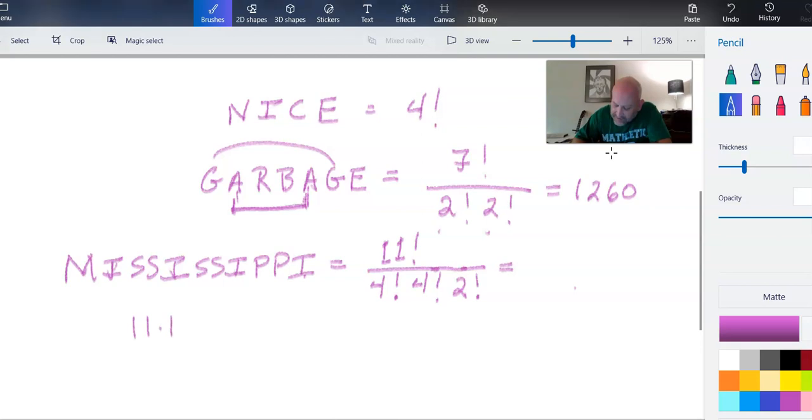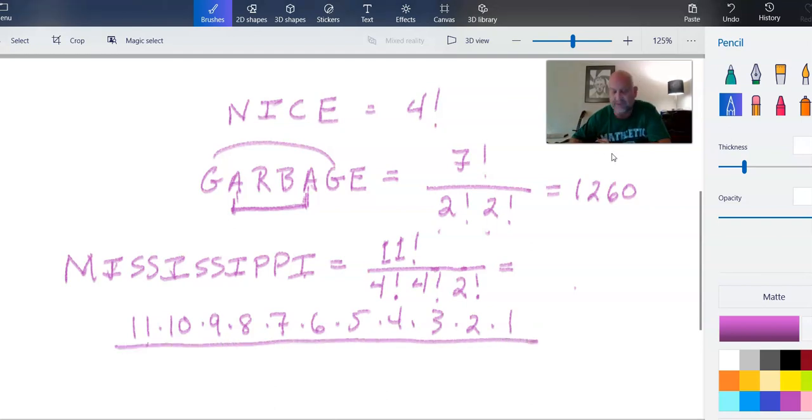So we have 11 times 10 times 9 times 8 times 7 times 6 times 5 times 4 times 3 times 2 times 1. That's my numerator. You can see why we've learned to have a shorthand for this. Then 4 factorial. Then another 4 factorial. Then a 2 factorial.